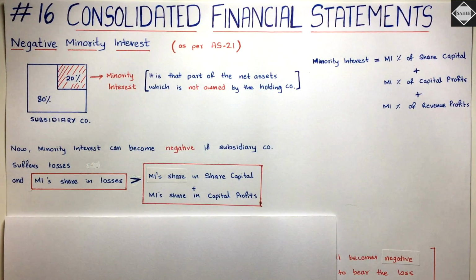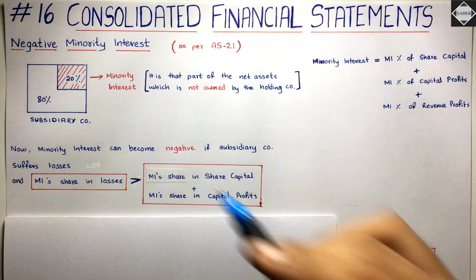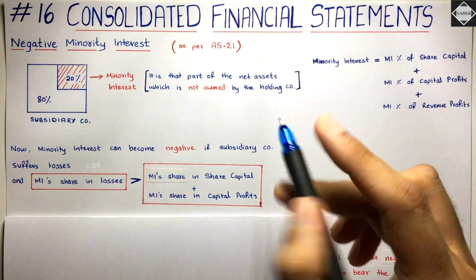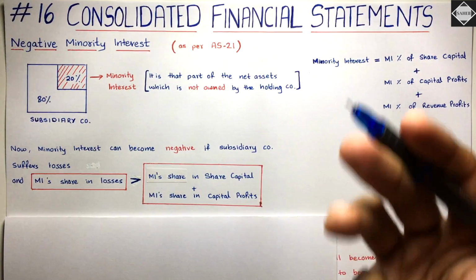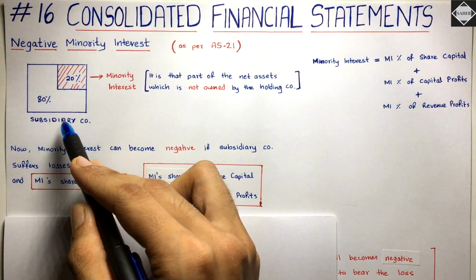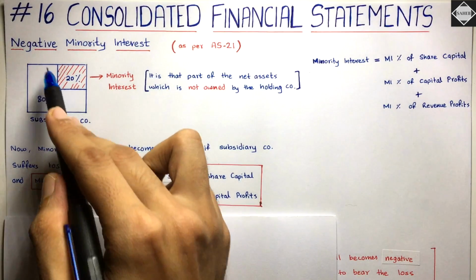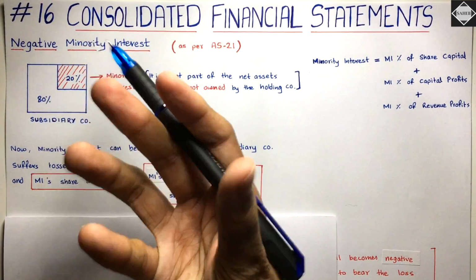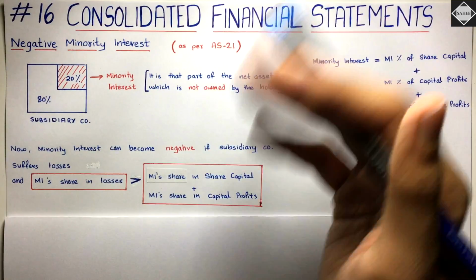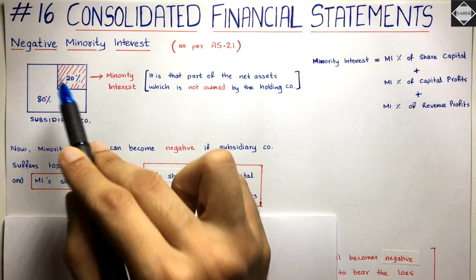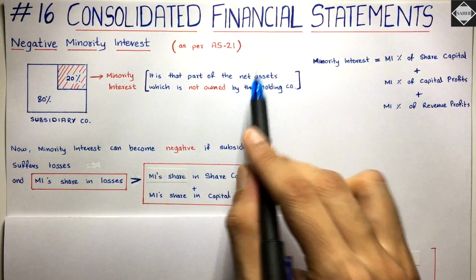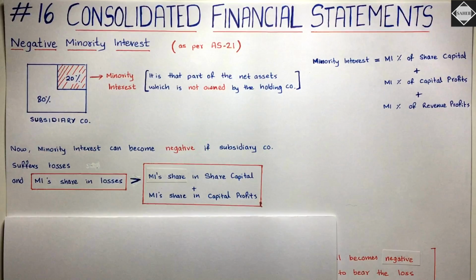So let's understand this. You already know what minority interest is. It is that part of the net assets which is not owned by the holding company. Suppose there is a company called ABC Limited and XYZ company came and acquired an 80% stake of this company. That 80% stake is called the majority stake, and the remaining 20% stake held by the other shareholders is called minority interest. It is that part of the net assets which is not owned by the holding company.